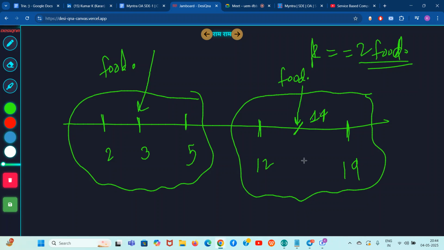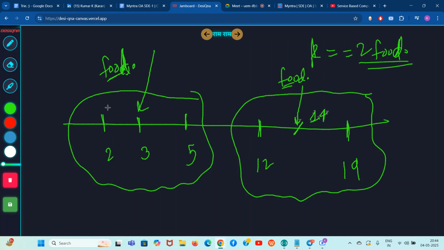Can you see that we have to divide the array into two sub-arrays? For this sub-array, you will calculate the distances from this food, assuming that this food is closest to all the coordinates in this part. And we will assume that this food is the closest to all the coordinates in this part. Okay? Only then it can work. So let's start.